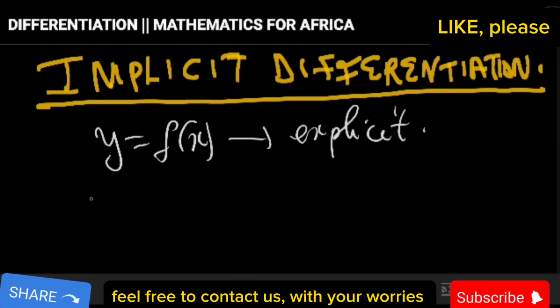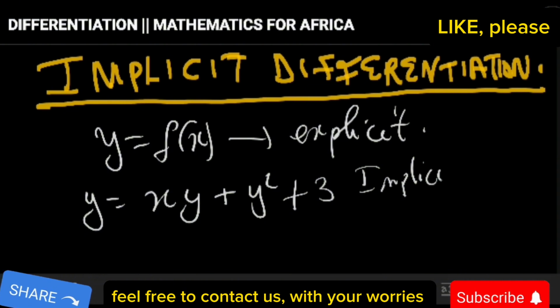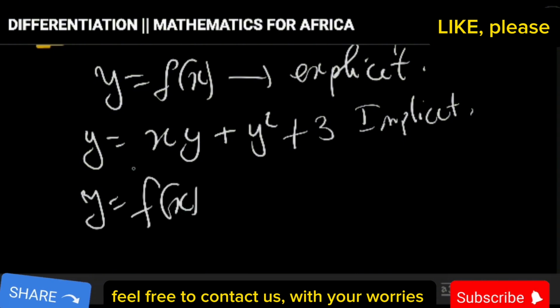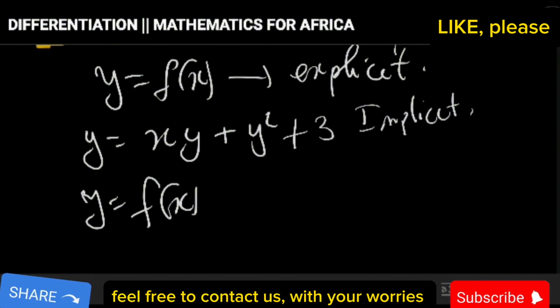But functions like, let us say, y equals xy plus y squared plus 3, these are now functions that we call implicit functions. And to find the derivative of this type of function, what you simply do is let your y be equal to f of x. So you replace y with f of x as a function of x in the equation, and after that you go ahead to find the derivative of each term. Then at the end you factorize your f prime of x.